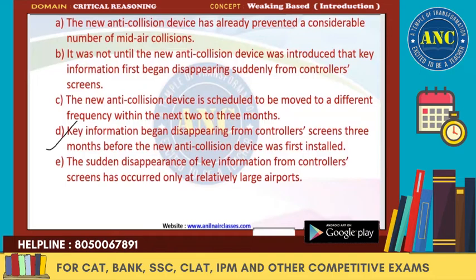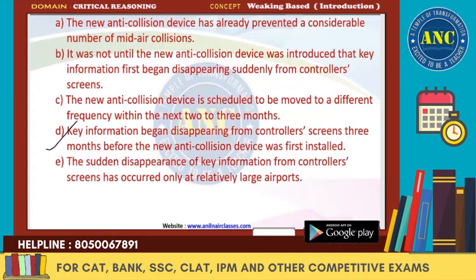Option B. It was not until the new anti-collision device was introduced that key information first began disappearing suddenly from controllers' screens. Now, this is an opposite answer that supports the conclusion. Right? We need something that weakens the argument. Now, by showing that the key information did not disappear prior to the appearance of the anti-collision device, the argument is strengthened because the likelihood that the device is at fault is increased.